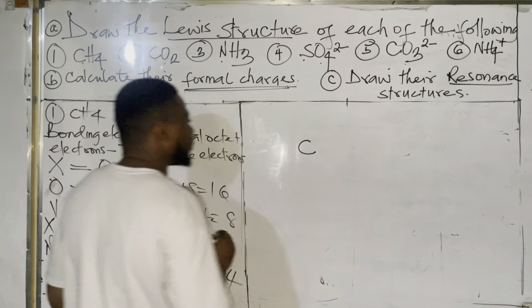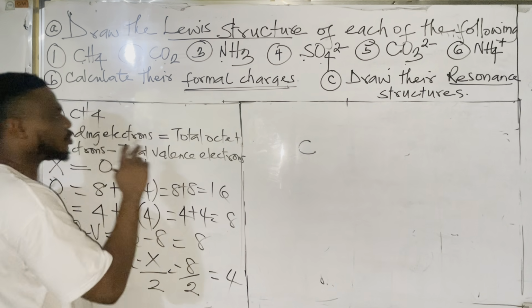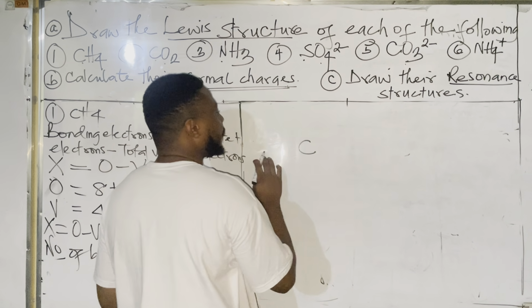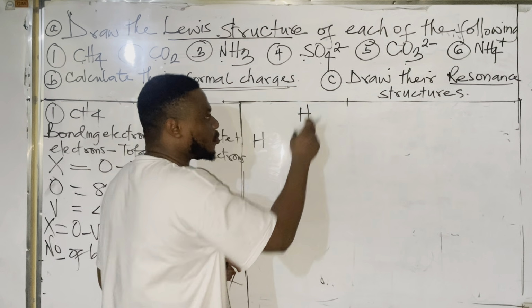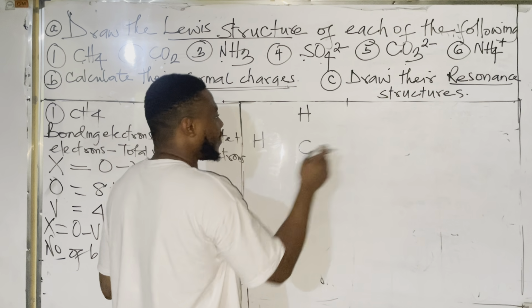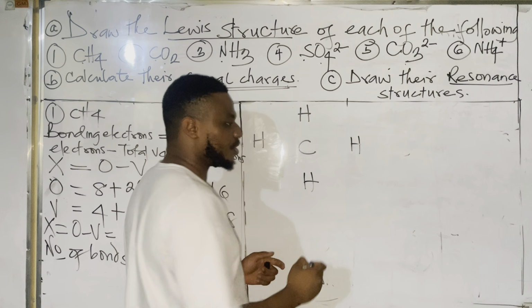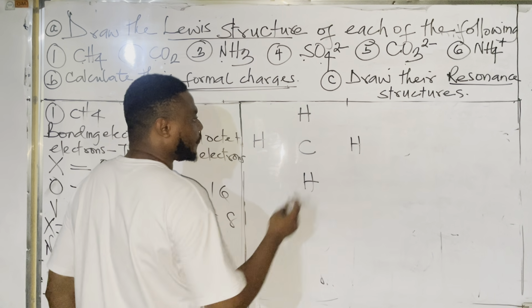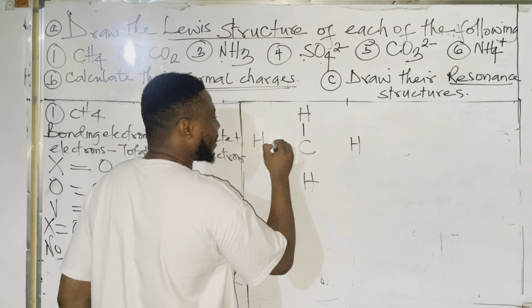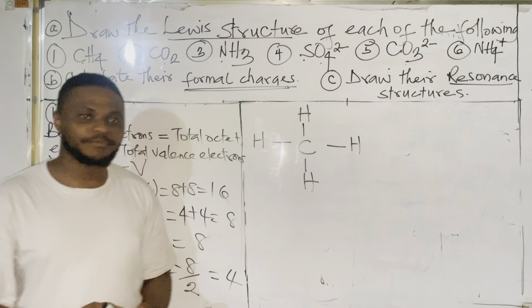After drawing the central atom, the next thing is to draw the surrounding atoms. Hydrogen is the surrounding atom, but we have 4 hydrogens, so we place one up. In every central atom, you have up, down, left, and right. So hydrogen here, hydrogen here, and hydrogen here. How many bonds did we calculate? We calculated 4. So share the 4 bonds across all: 1, 2, 3, 4. So this is the Lewis structure of methane.